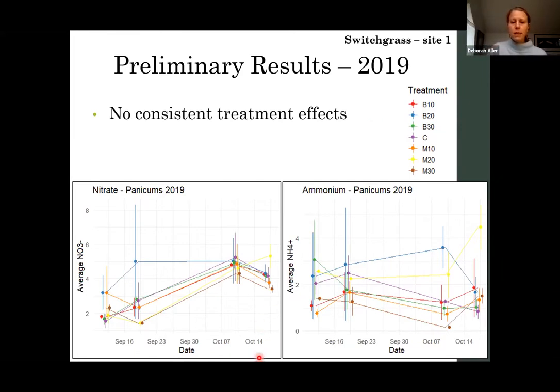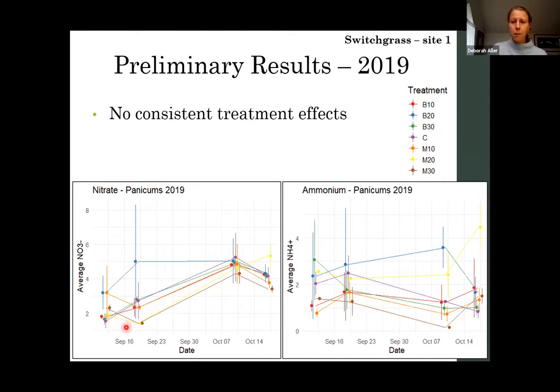And really what we're seeing so far is a lot of variability, not really seeing a consistent impact of biochar for panicums. And on the left here, we're looking at nitrate leaching, and this is average nitrate lost from the pots over the 2019 season. And we collected the leachate at 4 different times during the season. And here's just a legend for the treatments.